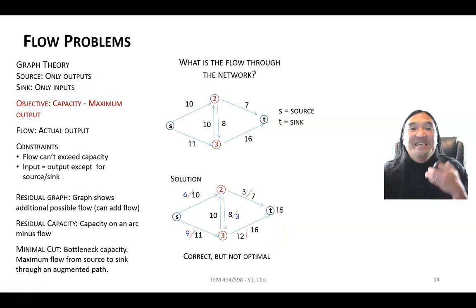Now, is this network working correctly? And the answer is yes. Why? I haven't exceeded any capacities, and it all adds up in the end. It all works out.